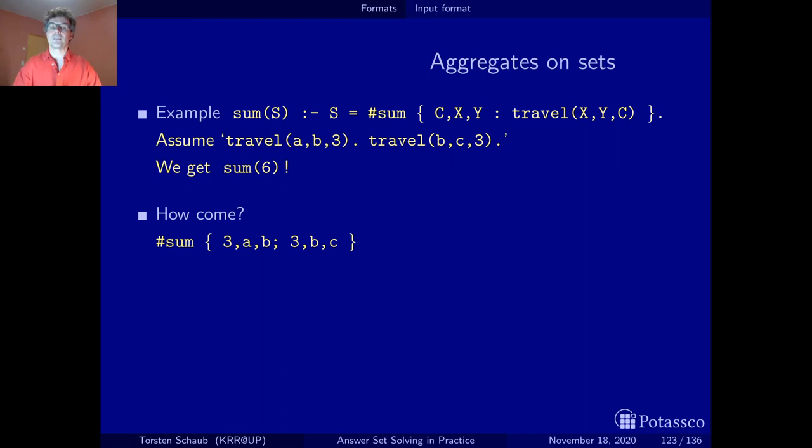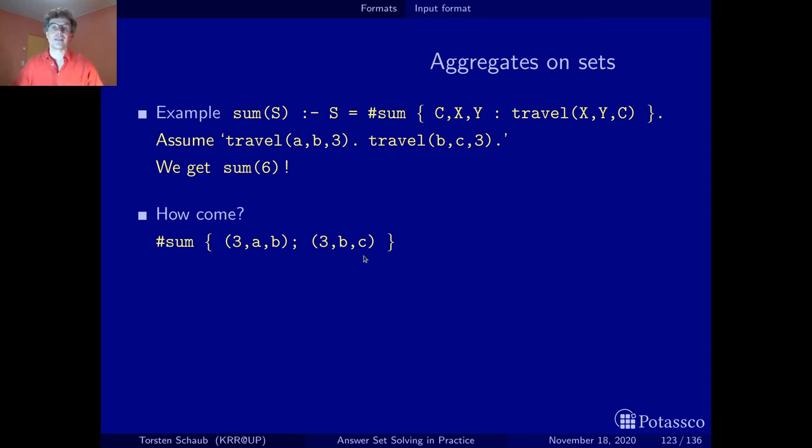And let me stress this, because I dropped that before. Explicitly, you could add parentheses, and then it would be really clear that this set has two elements, and these elements are really different, right? So this is a triple of 3, A, B, and this is a triple of 3, B, C.